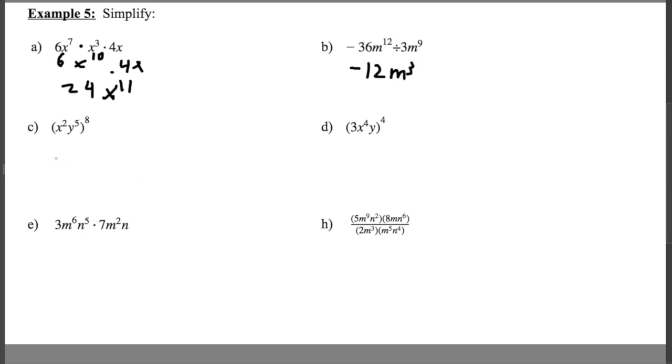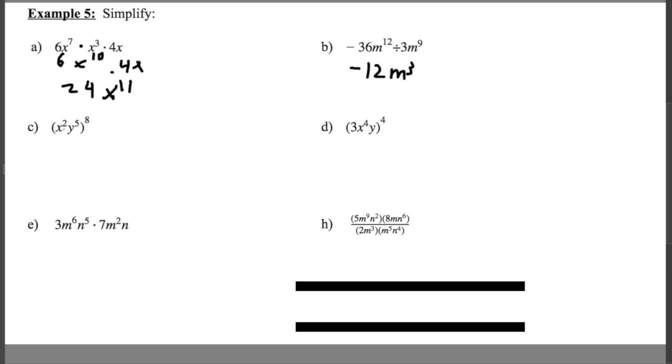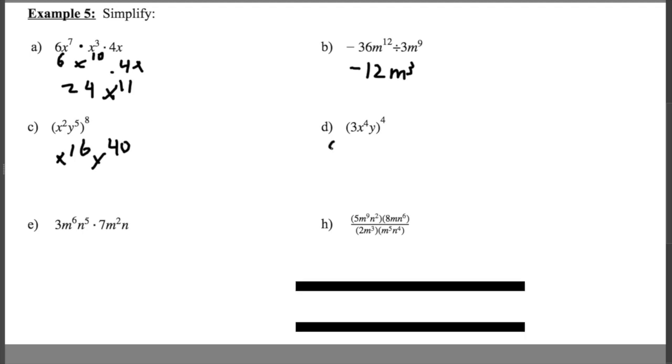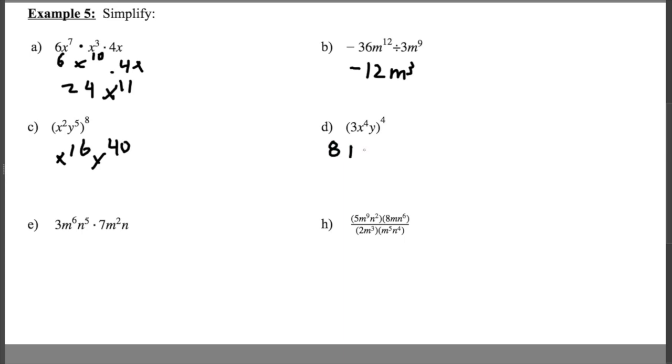Over here, we have exponents. So in this case here, we're actually going to be multiplying the exponents with the other exponents. So this one here was x squared, so that'll be times 8, so it'll be x to the 16, and y to the 5, times 8 is 40. And here, same idea, although this time we're going to actually do this with the 3 as well, so 81, and then x to the 16, and y to the 4.